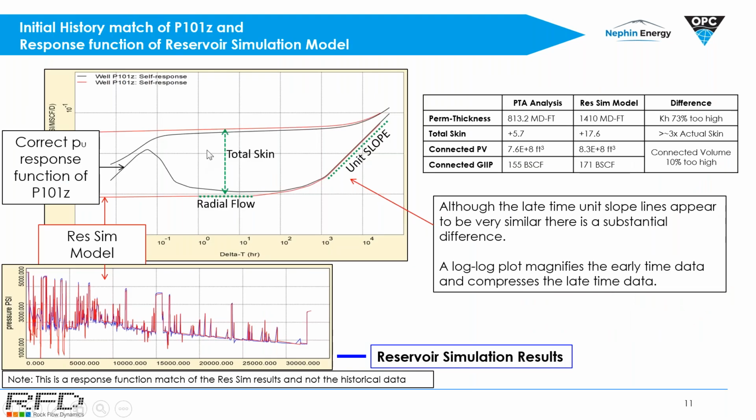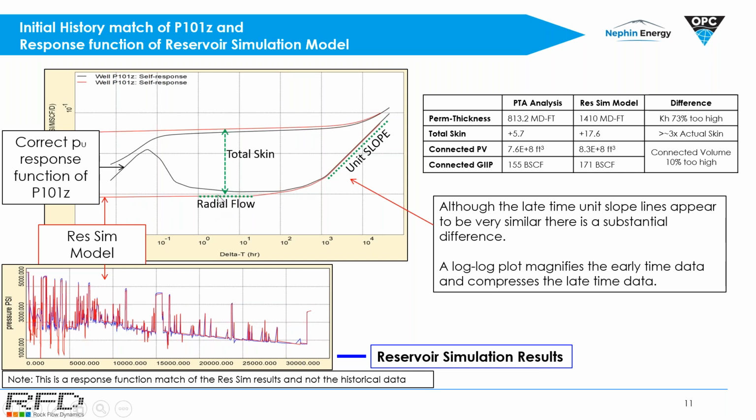So using the old reservoir simulation run that I showed you on the previous slide, I exported the results into Convex and I applied response function reconstruction. And I ended up with this red line. And to prove that this is the response function of the old ResSim model, we can check the match here. So blue is the simulation results. It's not the historical data. And what we're showing is we can replicate the reservoir simulation using the reconstructed response function.